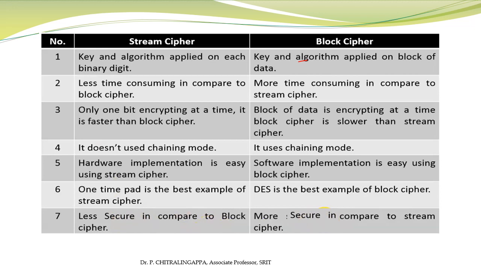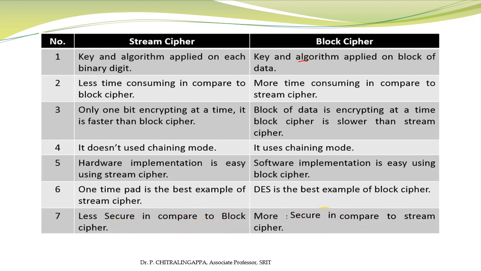In a block cipher, a block of data is encrypted at a time. Block cipher is slower compared with the stream cipher. The stream cipher does not use chaining mode, and the block cipher is used with chaining mode. Hardware implementation is easy using the stream cipher. Software implementation is easy using the block cipher.